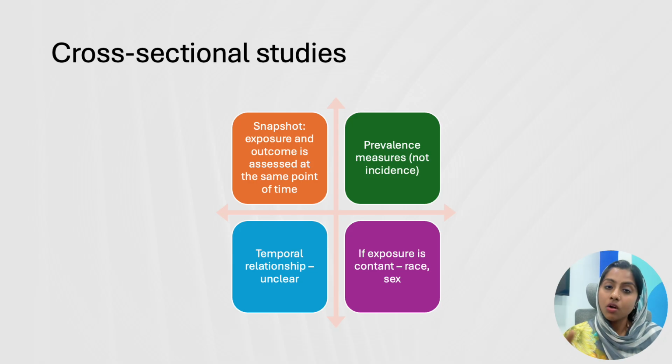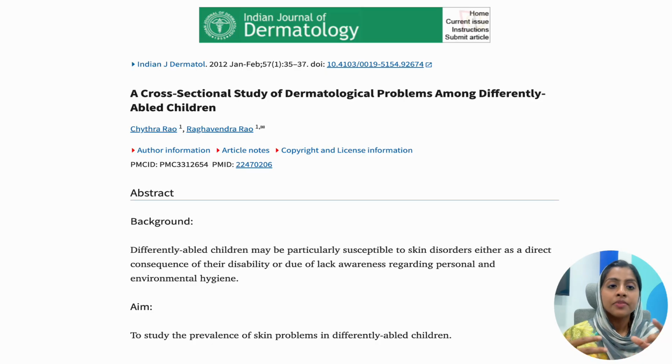And if the exposure is constant, like in the case of race or gender, then it's fine. But otherwise, cross-sectional studies are not the very best ones. So in this particular study, what they've done is that they've set out to analyze the occurrence of dermatological diseases in differently abled children. They have taken just a single time frame, and then they have assessed the skin diseases.